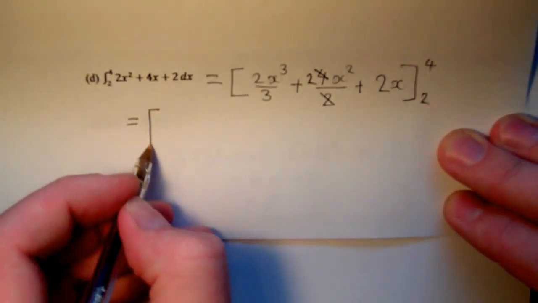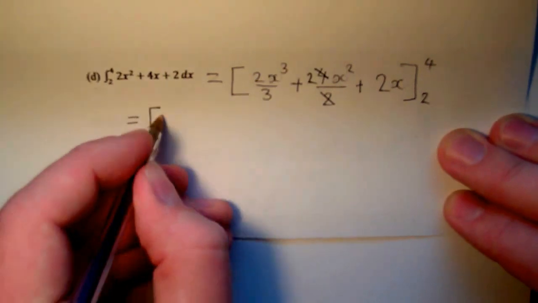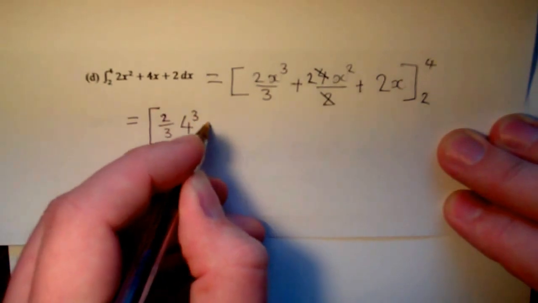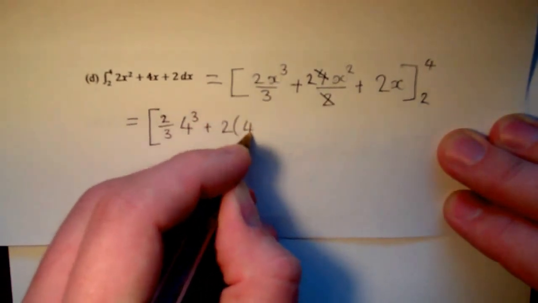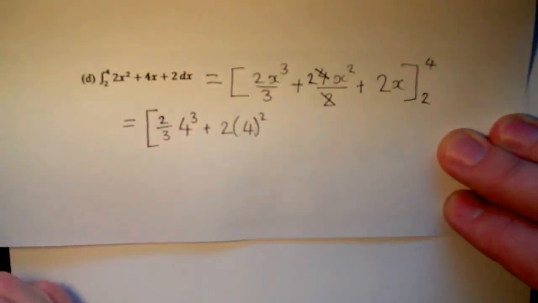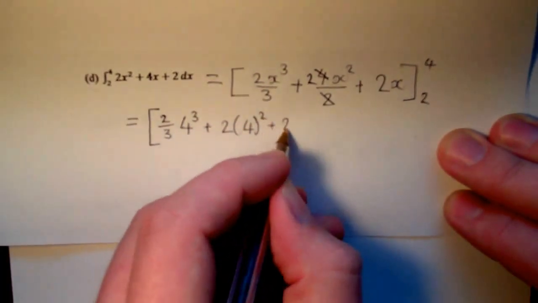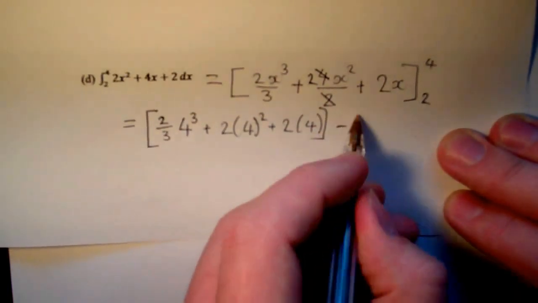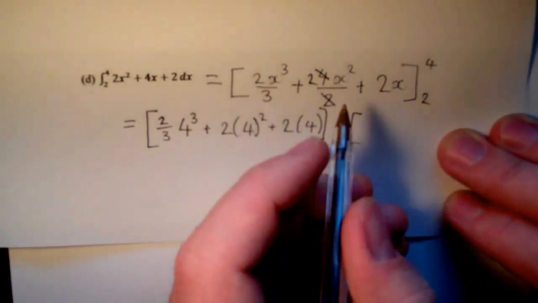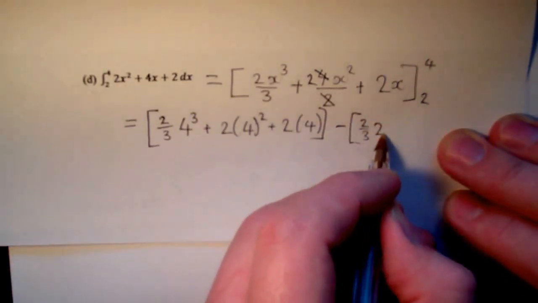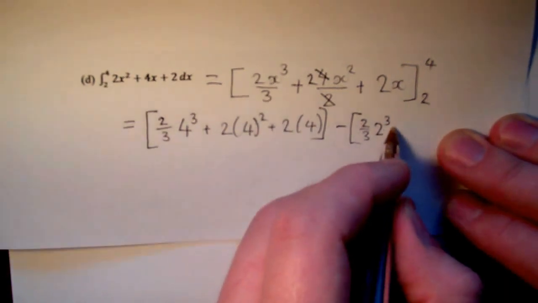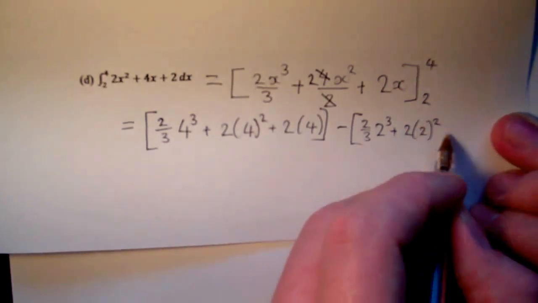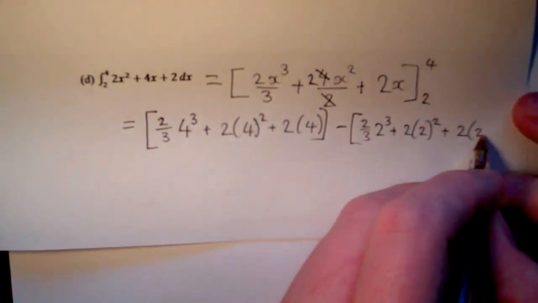So, in the first bracket, I've got to put 4 in. So we've got 2/3 times 4 cubed plus 2 times 4 squared plus 2 times 4, and then from that we're going to subtract when we put 2 in. So we've got 2/3 times 2 cubed plus 2 times 2 squared, and then we've got plus 2 times 2.